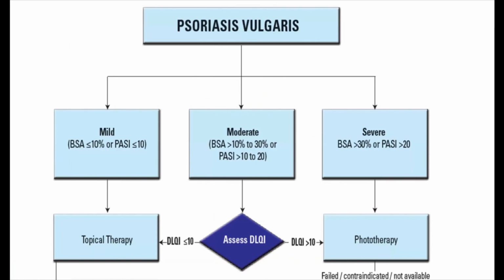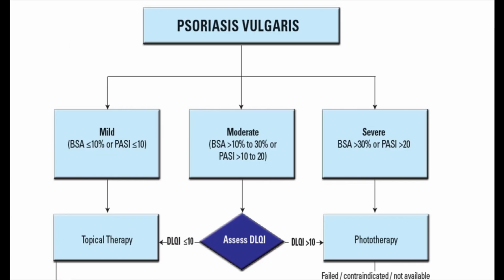In terms of treatment, this algorithm is based on the Malaysian Clinical Practice Guidelines for Psoriasis vulgaris, and we can divide it into mild, moderate, or severe. Bear in mind that these cutoff scores are only applicable in Malaysia, and do note other cutoff scores will be applicable according to other countries' practice guidelines. So for mild, this is defined in our guidelines as body surface area less than or equal to 10%, or PASI score, which is psoriasis area and severity index, 10 or less. And this mainly you use topical therapy.